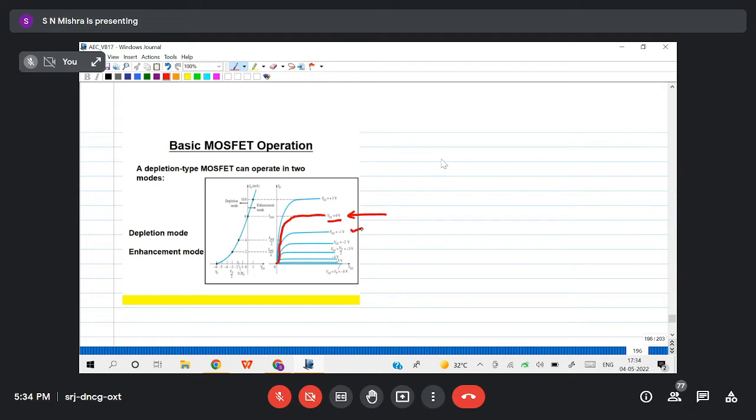Now I am giving -1 volt. The junction is more reverse biased and the electrons in the channel region are reduced, so the current is reducing here. Pinch off occurs a little bit earlier and it will saturate here. Similarly -2, -3, -4, -5, and finally at -6 volt, the channel will not be available. That means no carrier will be available across the channel, so current will not flow. That is your VGS off or V pinch off.